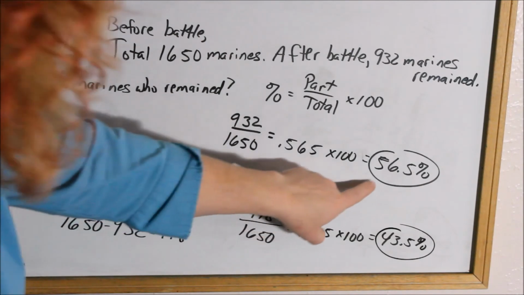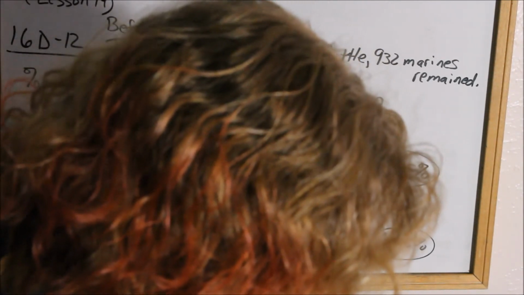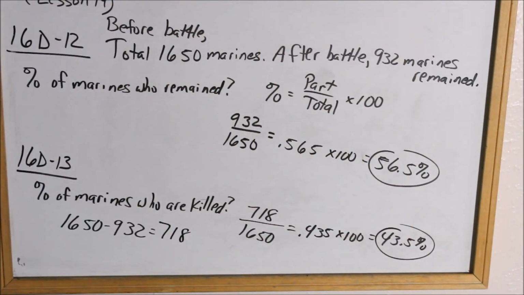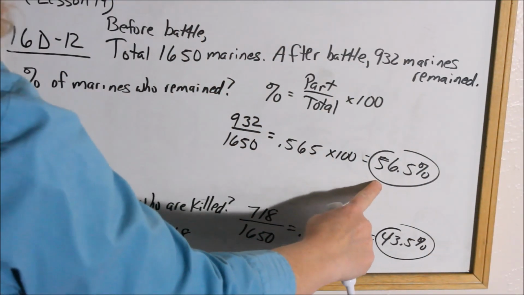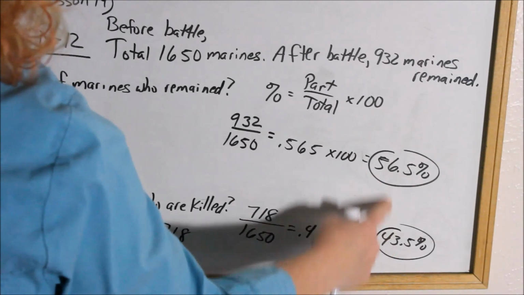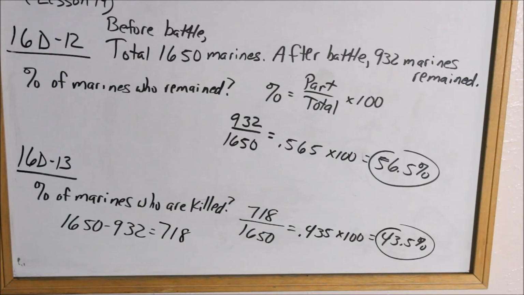And what do you notice about these two numbers? Those two numbers should add up to 100%, because if 56.5% remained, that means the other 43.5% were killed. These two numbers should add up to 100.